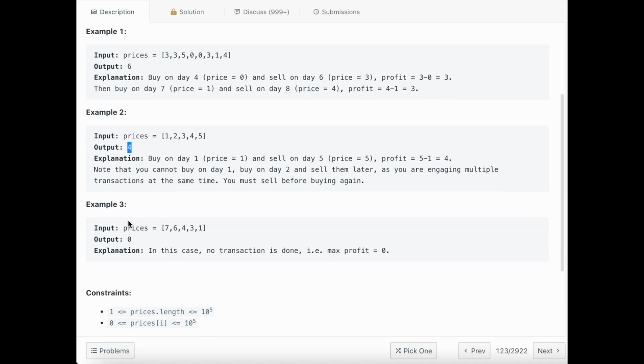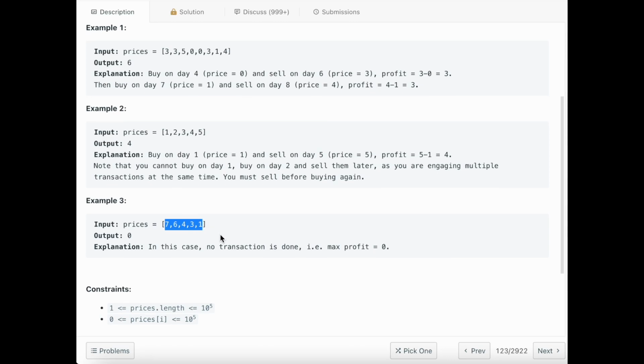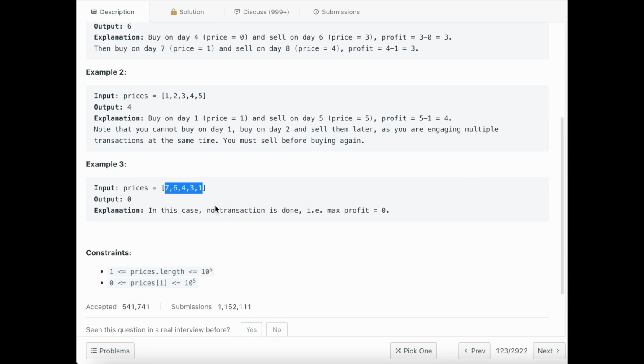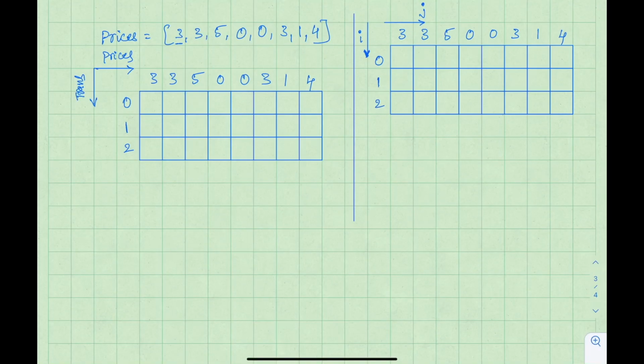So let's go to example 3. In example 3, the price of the stock is decreasing continuously, so there is no profit that can be achieved from any of such transactions. So let's go into the explanation part. I think it is very clear from this. Let's go over some essentials that will be used in the explanation.